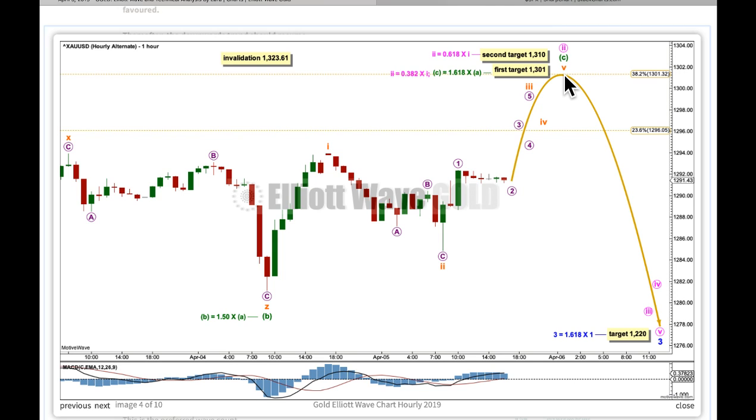And so the difference in the two wave counts at the hourly chart level now, in terms of expectations, the targets are slightly different but not much. It's the structure of upward movement which is different. So the structure may tell us which wave count is correct, if the structure is clear, that is. It isn't always clear.